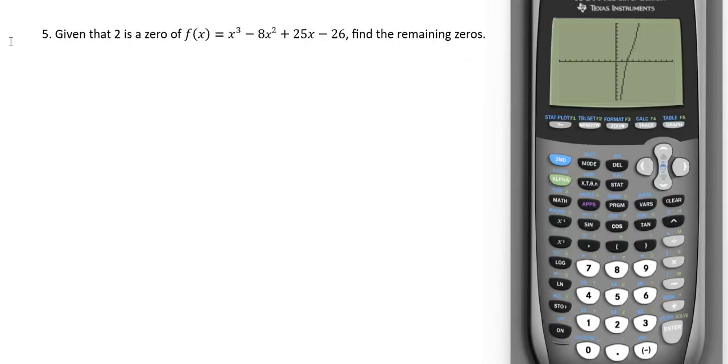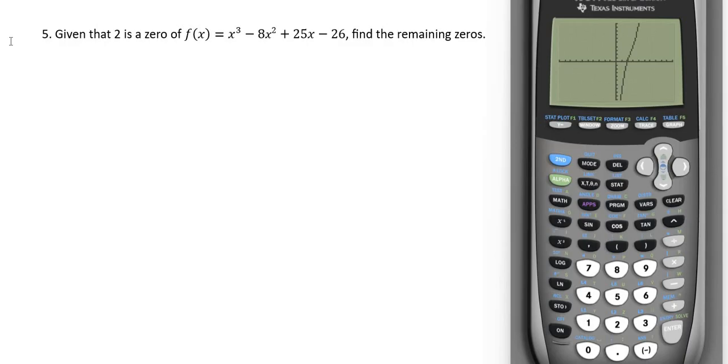Problem 5, given that 2 is a 0 of the function, find the remaining zeros. Now from my graph, I can verify that 2 is a 0. But I don't see any other real zeros or x-intercepts on my graph. There's a couple of things that could be going on here. My window could be set so that I cannot see the other real zeros, or my other zeros may not be real at all. And in this case, they're not going to be.